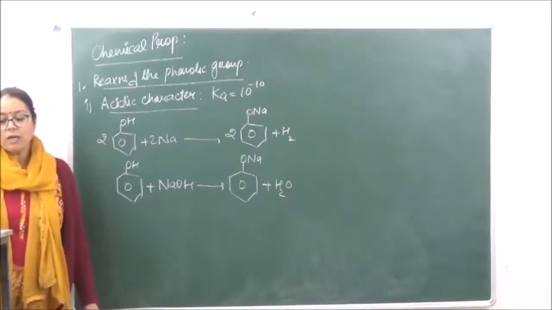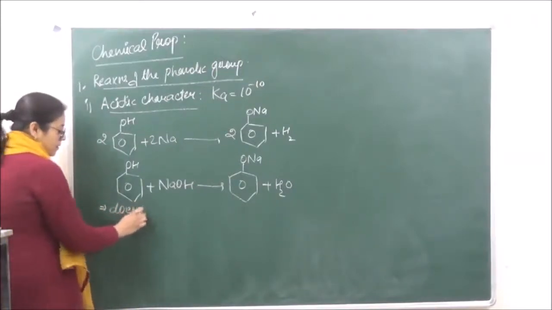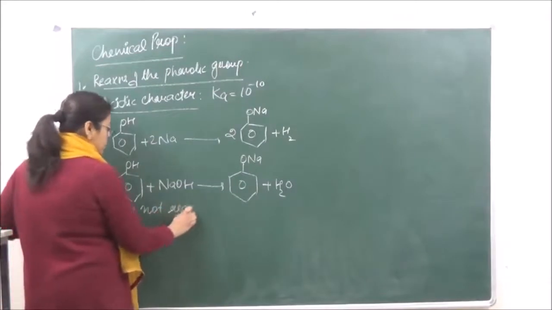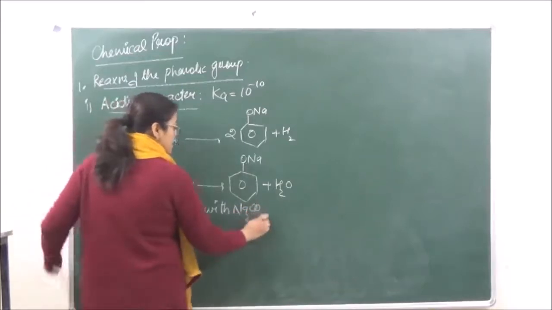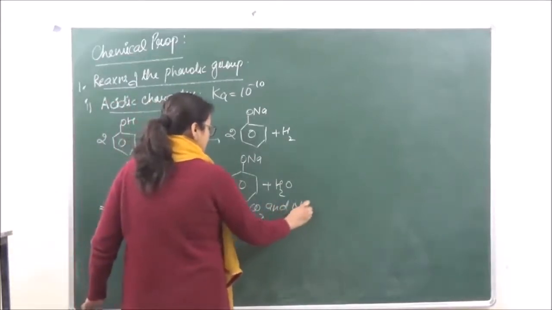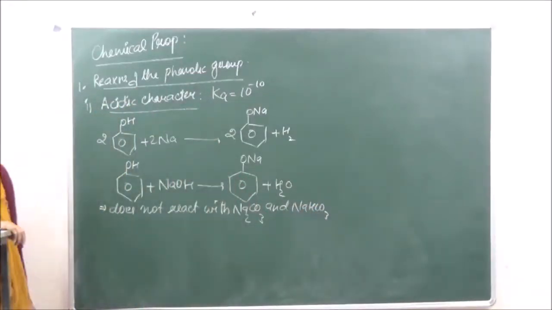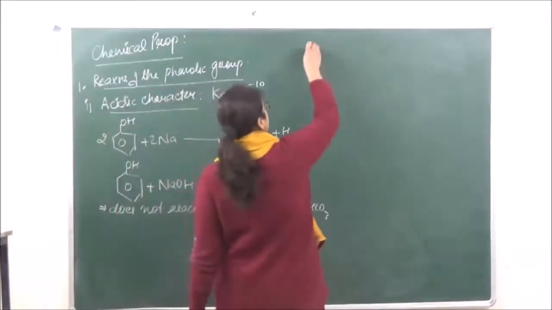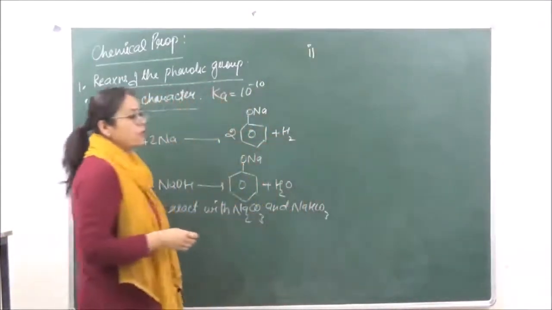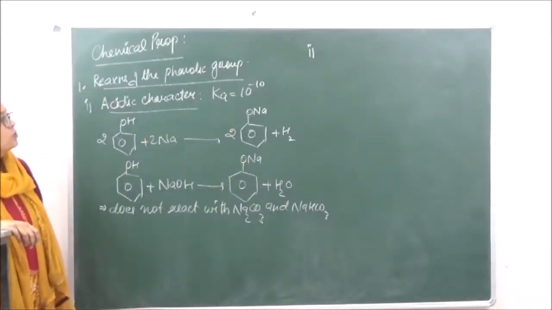Okay, now because phenol is a weak acid, it does not react with sodium carbonate and sodium bicarbonate. The acidic character of phenol, that is why it has a tendency to liberate hydrogen over here, is due to the following reasons.